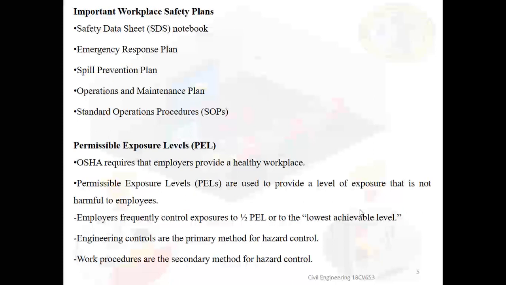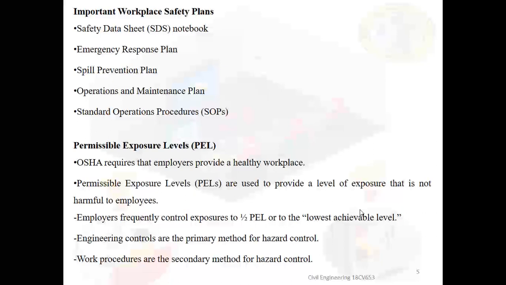Permissible exposure levels are used to provide a level of exposure that is not harmful to the employees. Employees frequently control exposure to half of the PEL or the lowest achievable levels. Engineering controls are the primary methods of hazard control. Work procedures are the secondary method of hazard control. So in order to prevent the hazards, we should have a permissible exposure level. This is required for providing a healthy workplace.